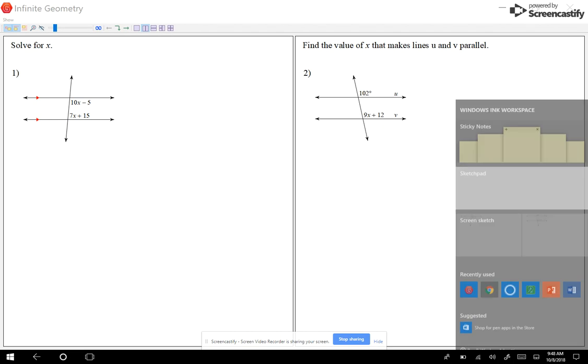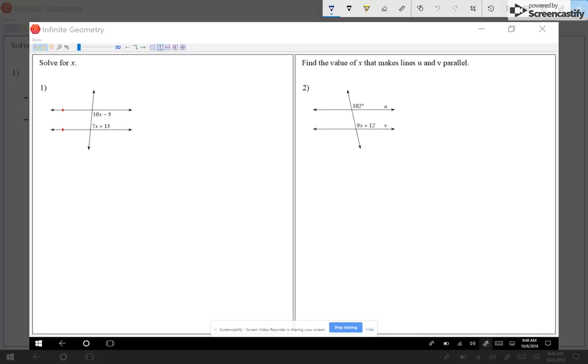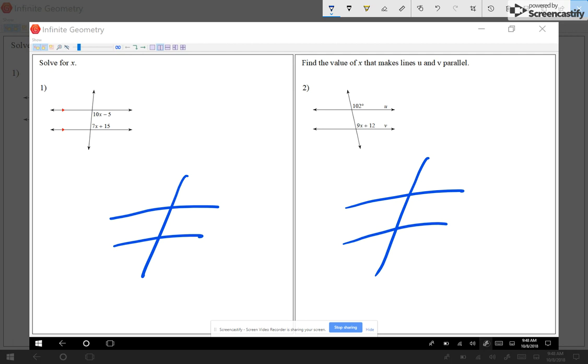Today we're going to add two new rules from last week. Last week we talked about alternate interior, alternate exterior. So we're still talking about parallel lines with a transversal. So I'm going to talk about two different examples. One of them we're going to call corresponding. So I'm going to write the name for one of them. And the other one is going to be called same side interior. Do notice that I put a little dash in between same and side.